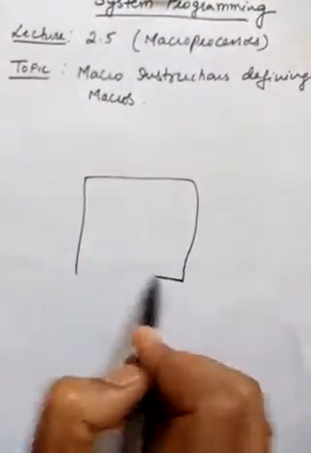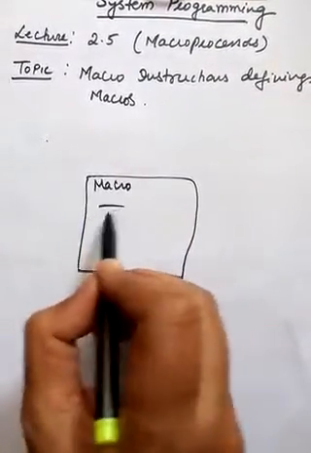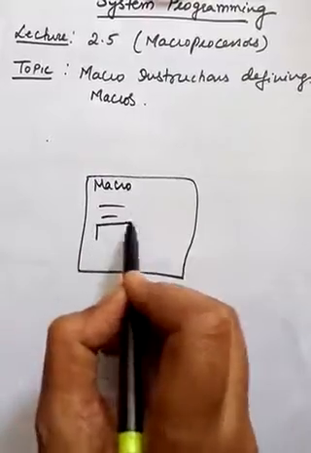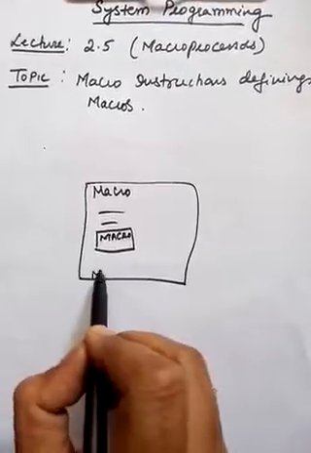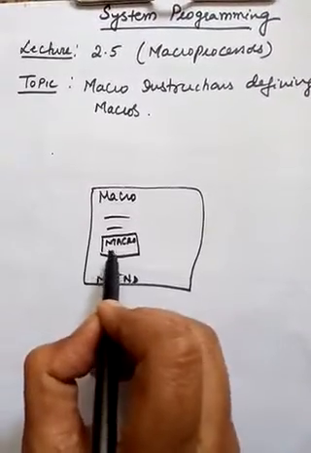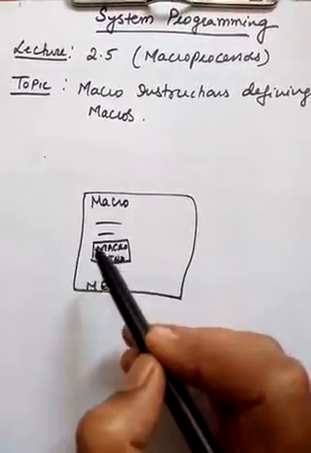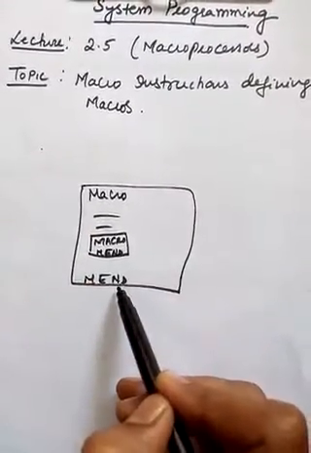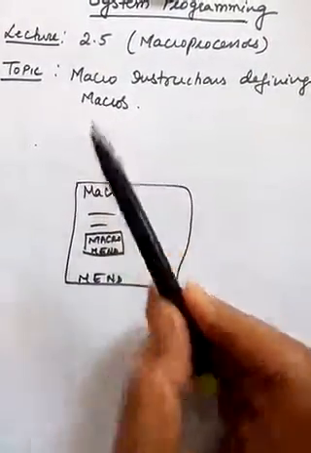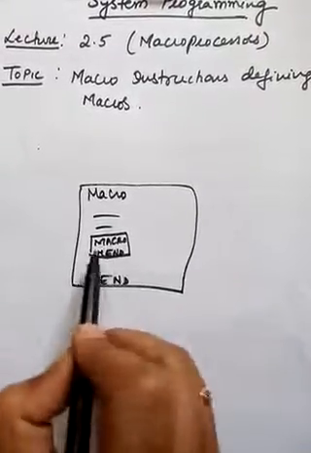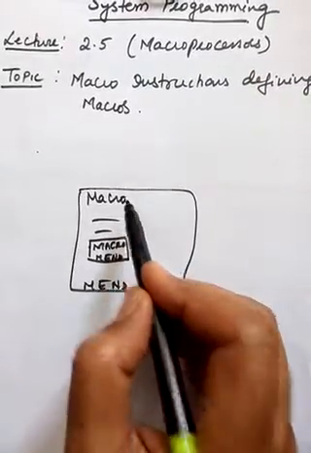Suppose this is one macro and you have got so many statements. In this one, again you have got another macro. So now I write this is MEND and here you have got MEND. So a macro definition is used inside another macro definition. This we call macro instructions defining macros. And you have to observe here, this inner macro will be defined only when the outer macro is called.